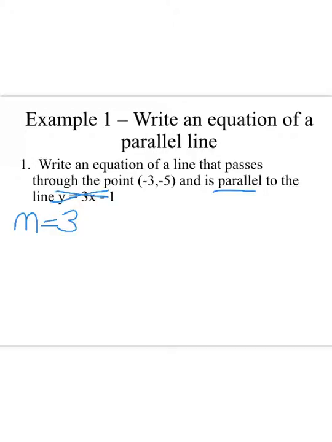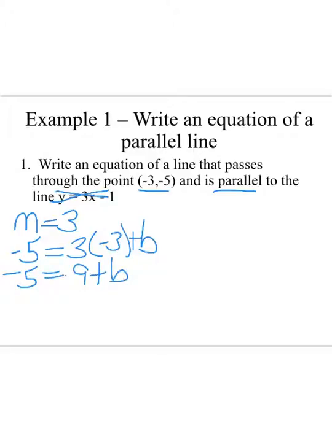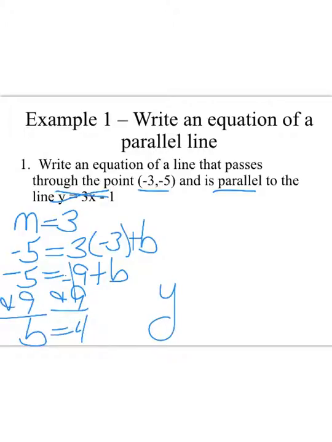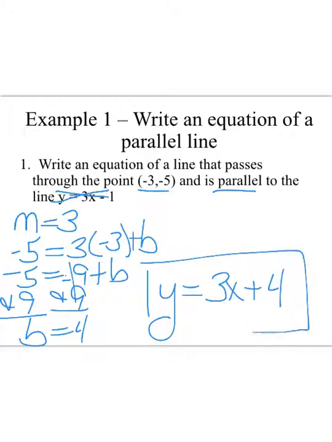So now I have a slope and I have an ordered pair, so I need to find my y-intercept or my b value. So -5 equals 3 times -3 plus b. So -5 equals -9 plus b. That is a -9. We're going to add 9 to each side. I'm going to get b equaling 4. So the final answer would be the written equation of y equals 3x plus 4. And because my new line has a slope of 3, and my original line had a slope of 3, we know that those two lines would in fact be parallel.